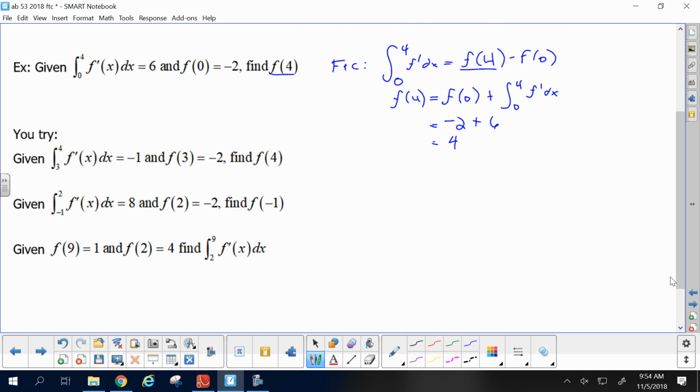Try those 3 then. I would suggest you write the fundamental theorem, rearrange, and solve. Although you can substitute the numbers in first.